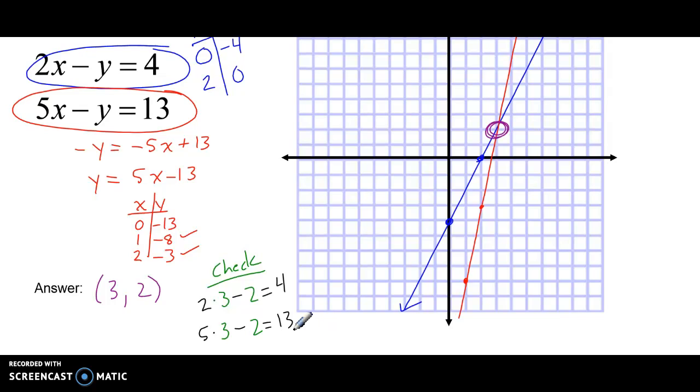In this case, they do both work. 5 times 3 is 15, minus 2 is 13. 2 times 3 is 6, minus 2 is 4. So it turns out that my picture was good enough to get the right answer. So when you look at doing that by hand, you should realize this graphing method helps you see what's going on. It's very useful for that, but it's not really useful when you want the actual exact answer. So please come back for section 8.2, where we'll talk about doing this without drawing pictures.